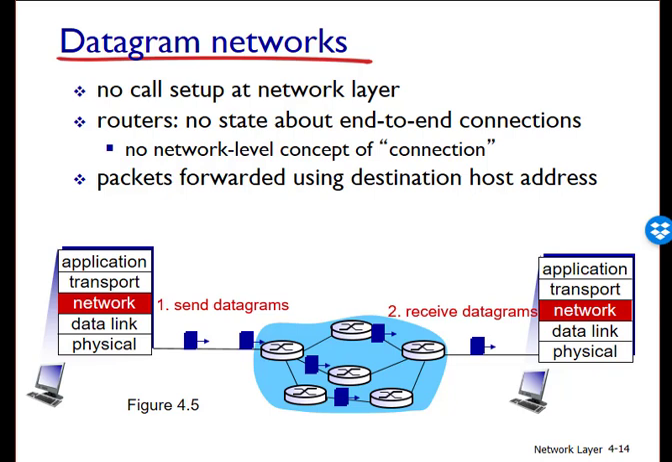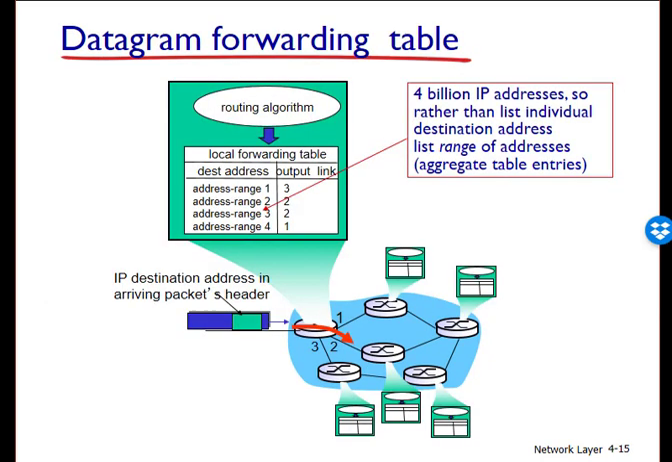As a packet is transmitted from source to destination, it passes through a series of routers. Each of these routers uses the packet's destination address to forward the packet. Each router has a forwarding table that maps destination addresses to link interfaces. When a packet arrives, the router uses the packet's destination address in the header to look up the appropriate output link interface in the forwarding table. The router then forwards the packet to that output link. Let's look at another example.